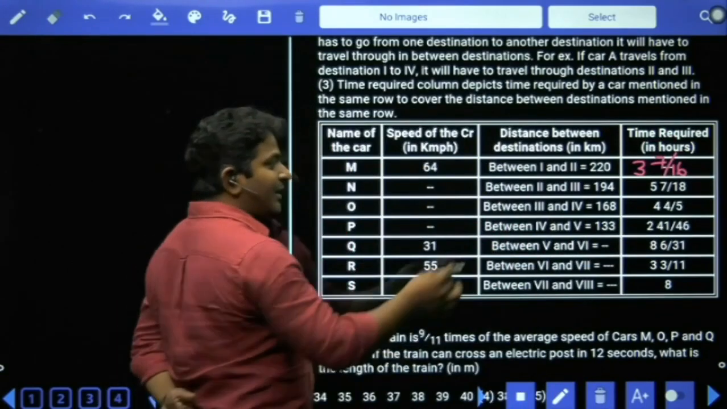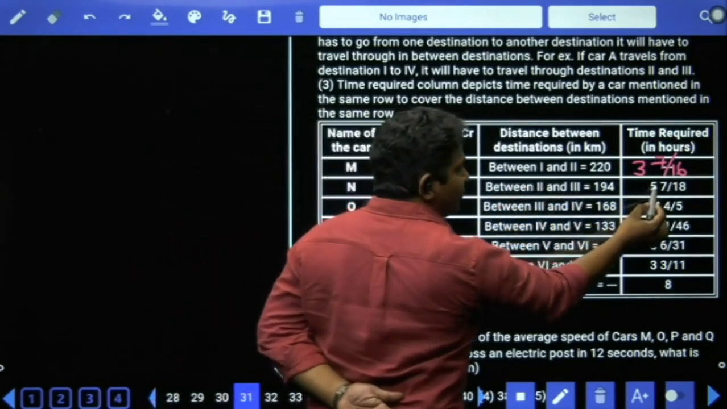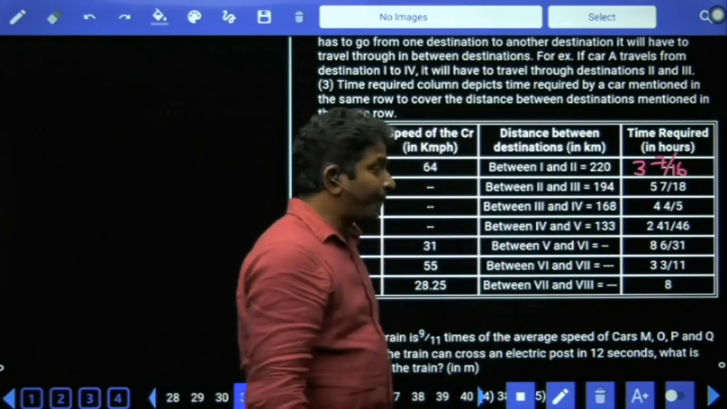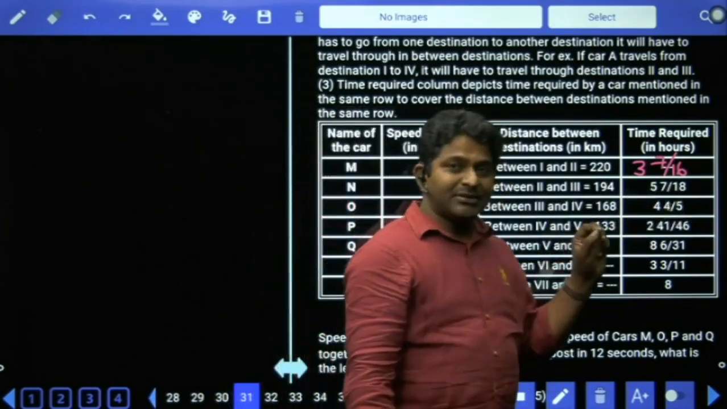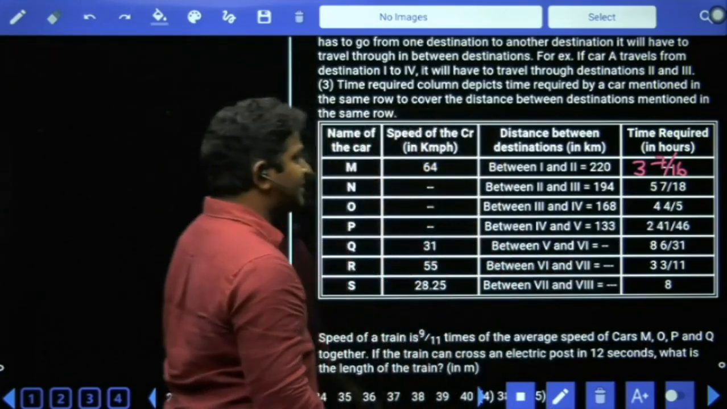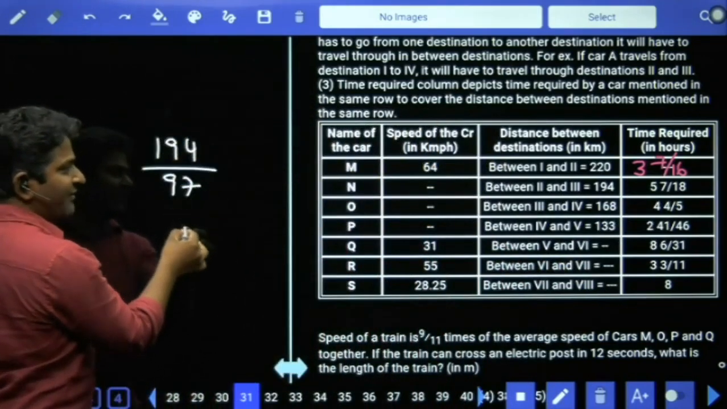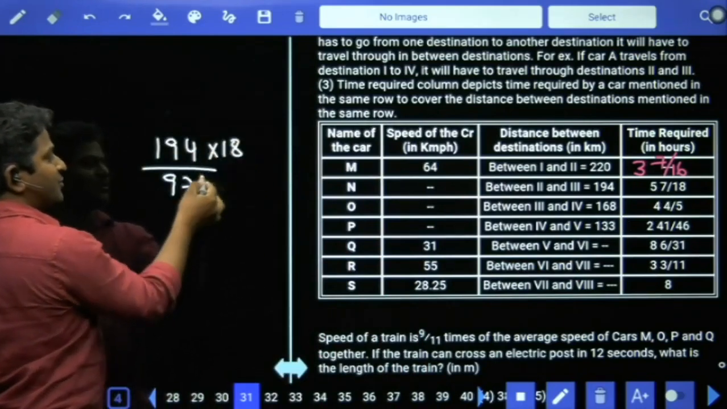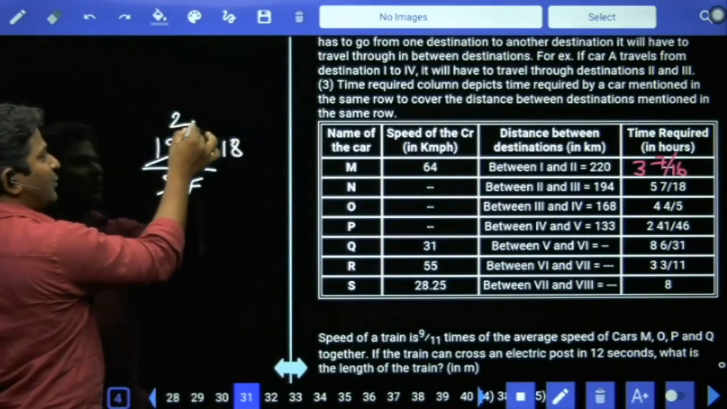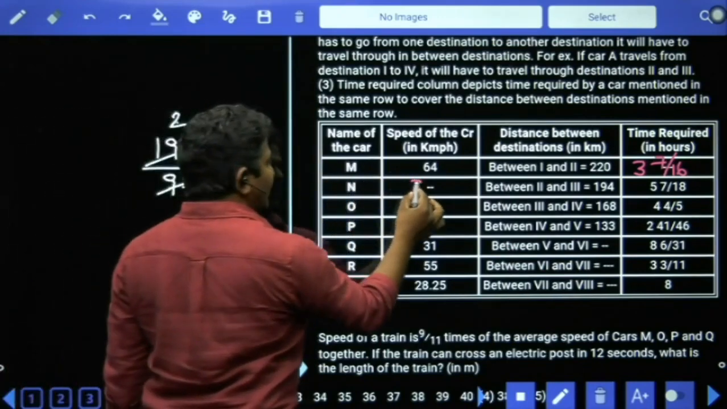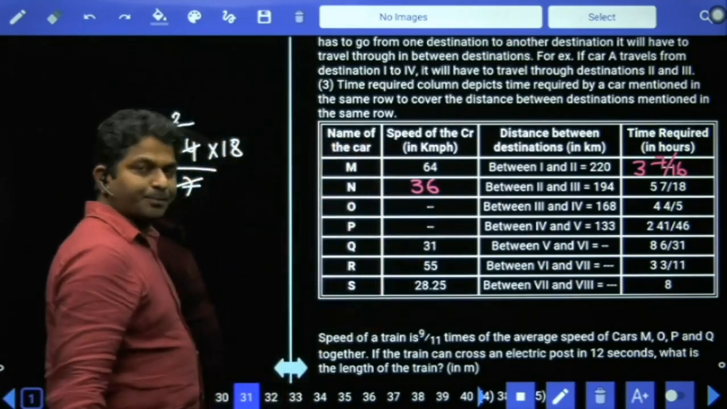3 7 by 16. Speed is missing here. How to calculate speed? Distance by time. But time is mentioned as 5 7 by 18. 5 18 times 90 plus 7 is 97. So that is 194 by 97 divided by 18. That comes to numerator 97, 2 times. 2 into 18 comes to 36 here.